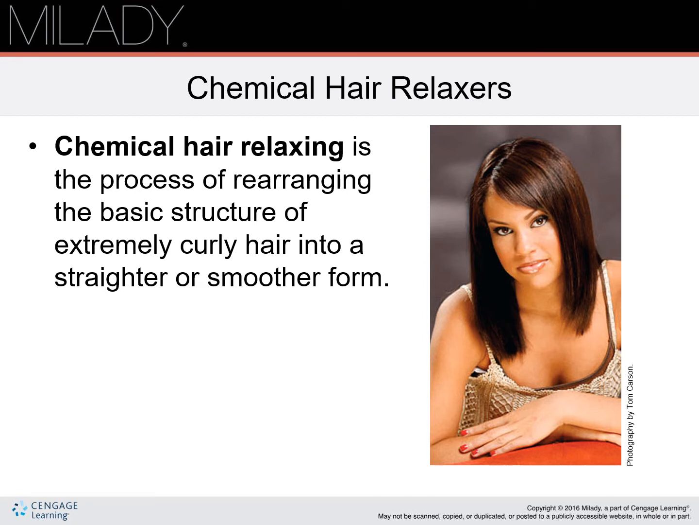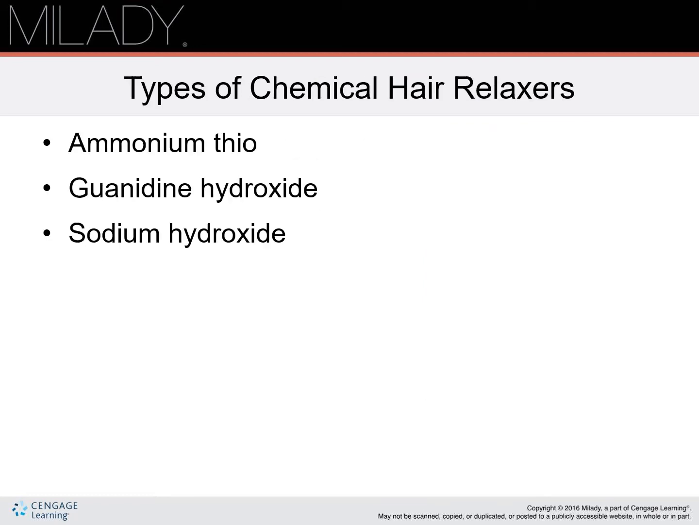Permanent waving curls straight hair. Chemical hair relaxing does the opposite, it straightens curly hair. The most common types of chemical hair relaxer are ammonium thio, guanidine hydroxide, and sodium hydroxide. It should be noted that thio and guanidine are usually classified as no-lye relaxers, and sodium hydroxide is considered to be a lye-based relaxer. We're going to talk about this a little bit later in the slideshow.